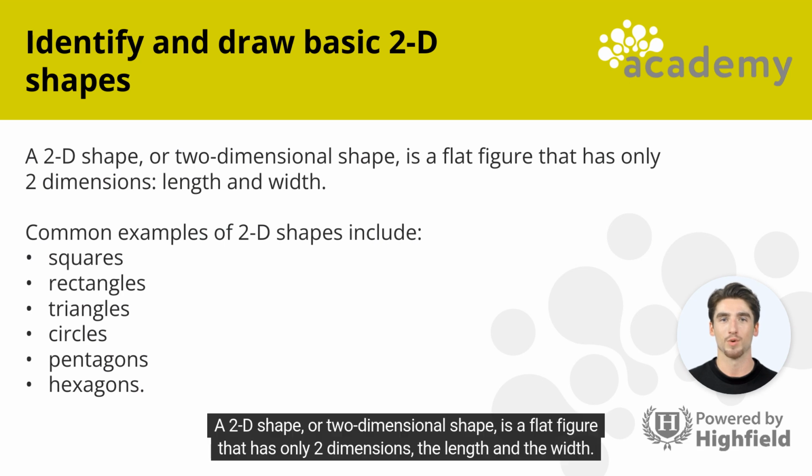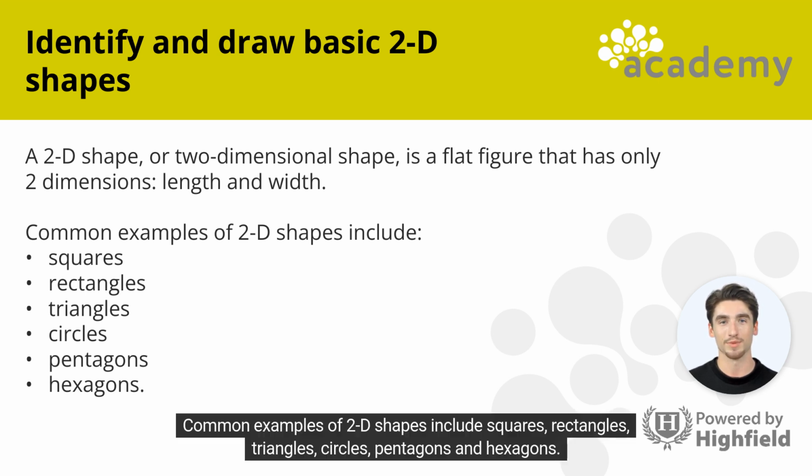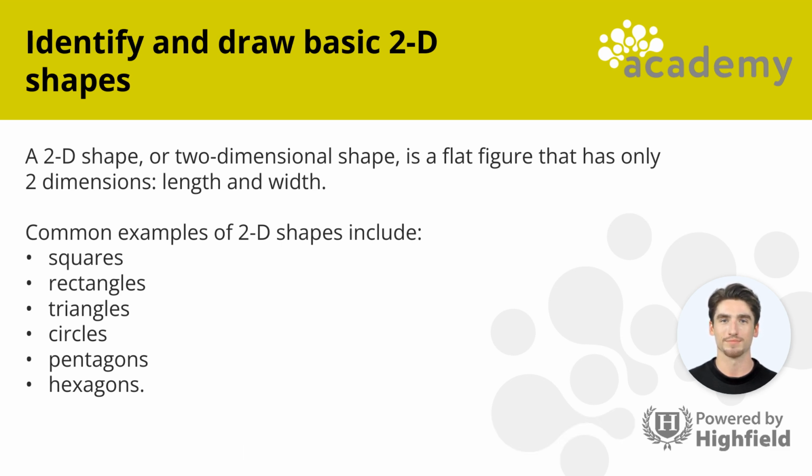A 2D shape, or two-dimensional shape, is a flat figure that has only two dimensions, the length and the width. Common examples of 2D shapes include squares, rectangles, triangles, circles, pentagons, and hexagons.